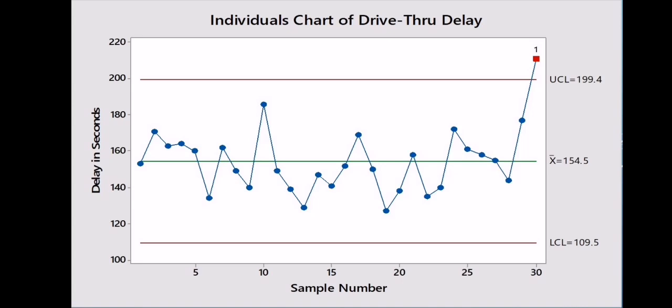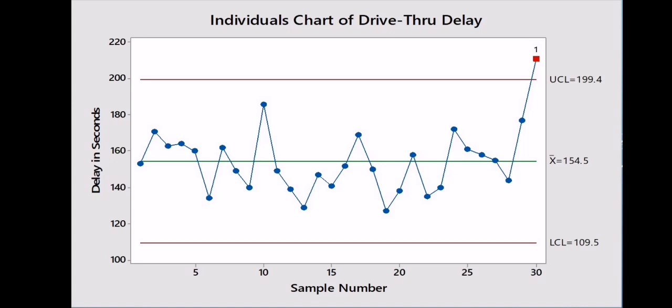So here we have the individuals chart. You will notice, like almost all SPC charts, it consists of a time series plot proceeding from left to right. So time proceeds from left to right. And of course there is some variation in the data. That's to be expected. There will be random variation in any process. But there are also limits drawn on the chart, the upper control limit and the lower control limit. And these are placed at 3 sigma away from the center line.